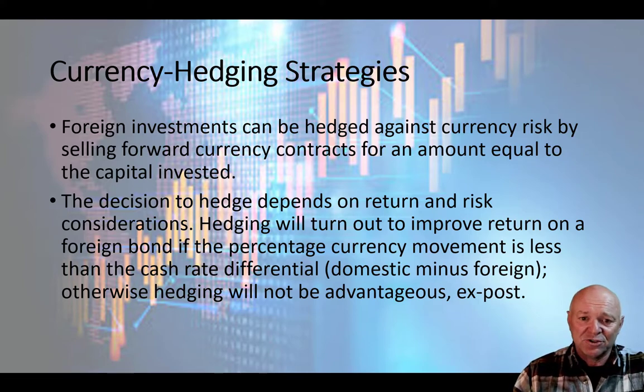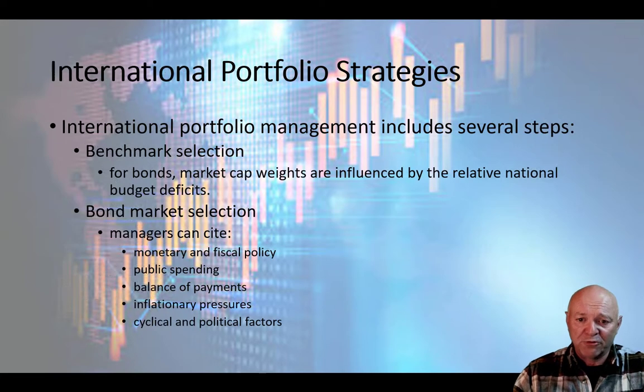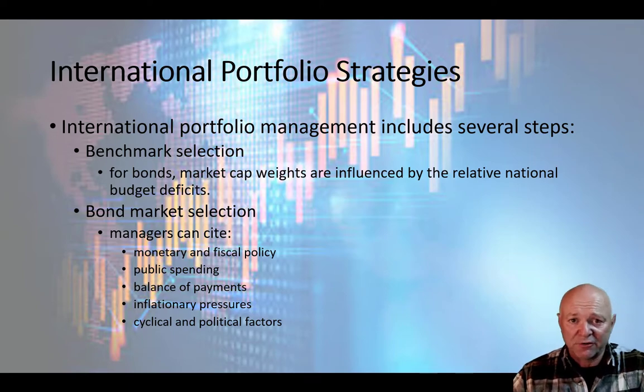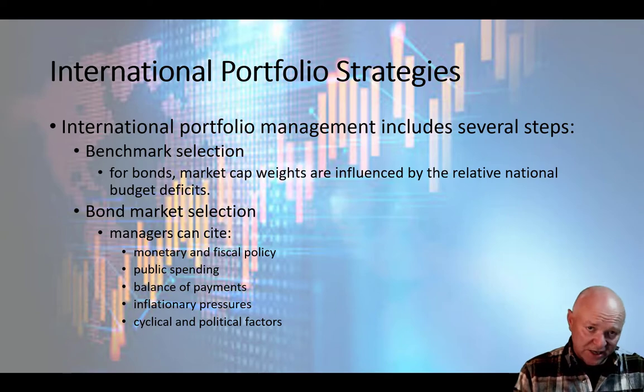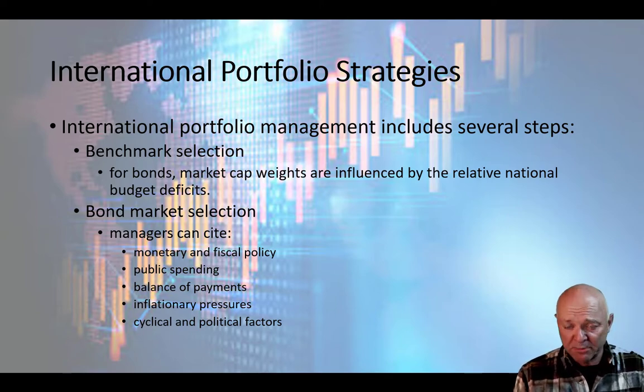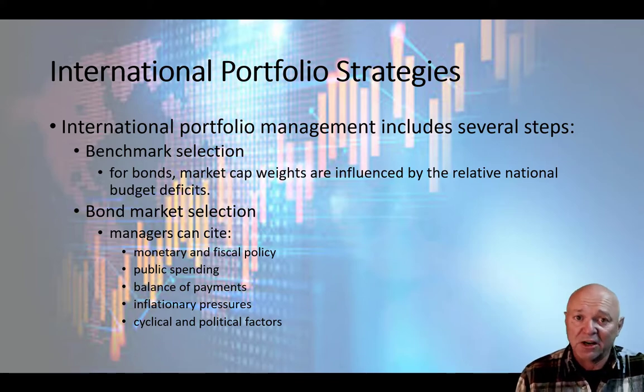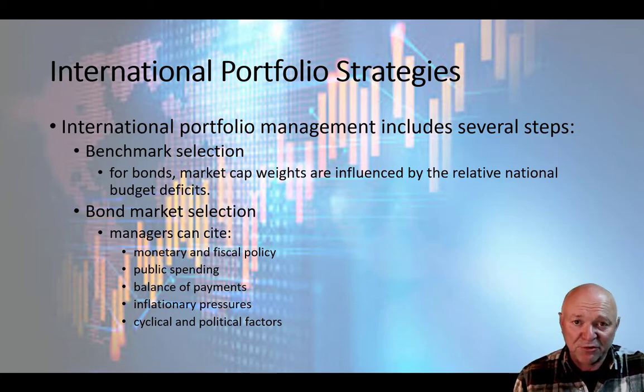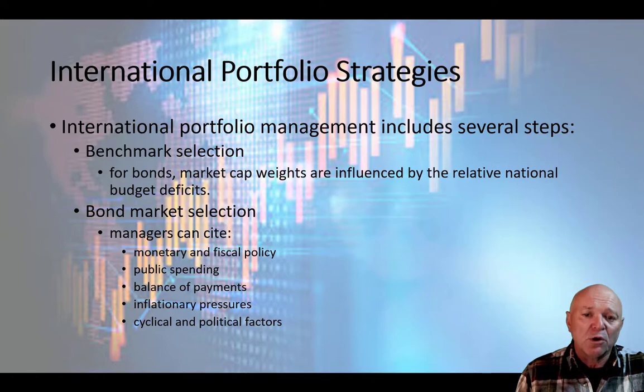The general idea in an international portfolio is that we should look at several different stages of our portfolio strategy. First off, find the right benchmark. If we're using an international bond benchmark or a domestic bond benchmark, we need to keep in mind that we have got a representative benchmark. That means that the market capitalization weights may be very different, and we need to keep those in line with the relative size of the different markets.